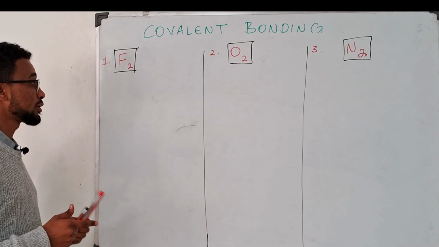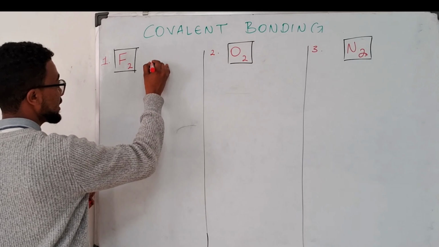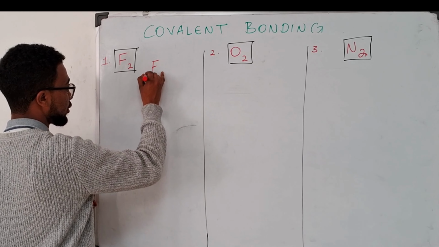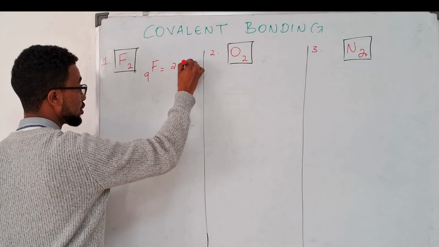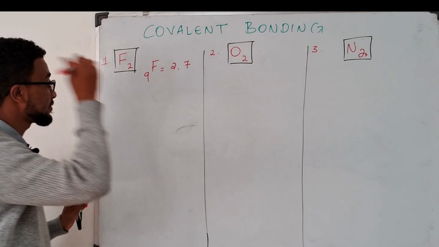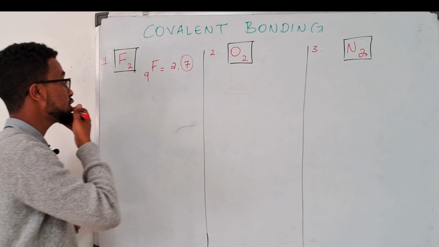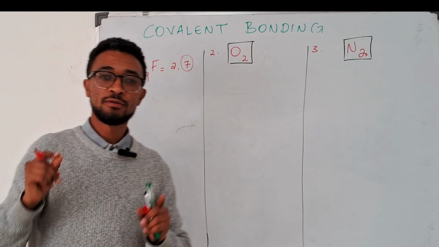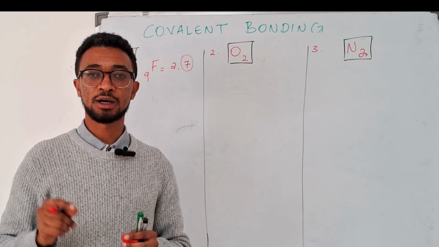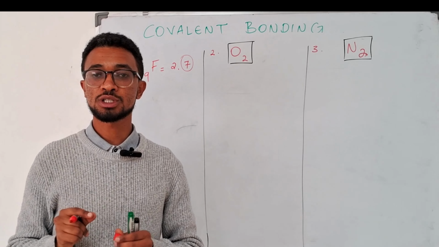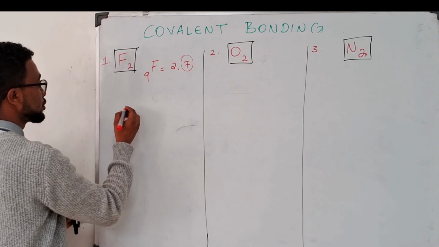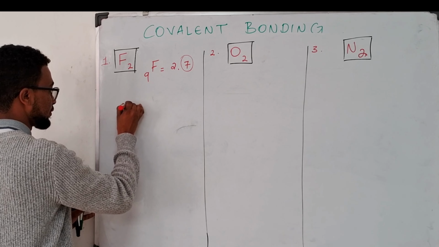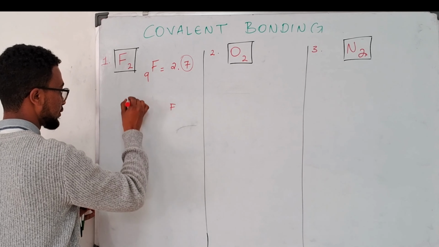To understand the formation of the fluorine molecule, let's first do the electron configuration of fluorine. Its atomic number is 9. The electron configuration will be 2, 7. So now we have 7 electrons in the outermost shell of fluorine. Remember that only the outermost shell electrons participate in the bond formation. So here I have 2 fluorine atoms, the first fluorine and second fluorine.